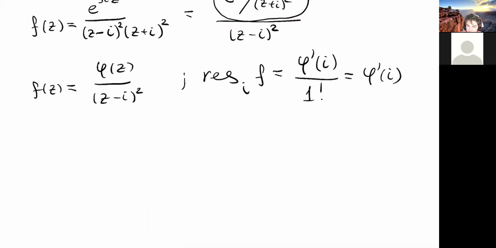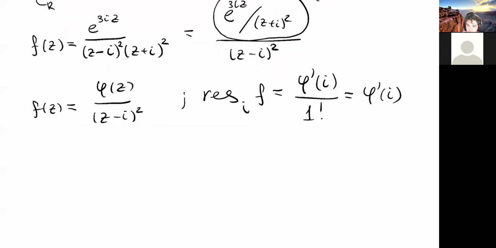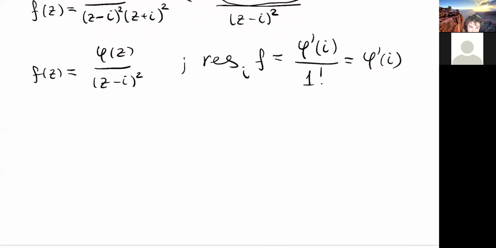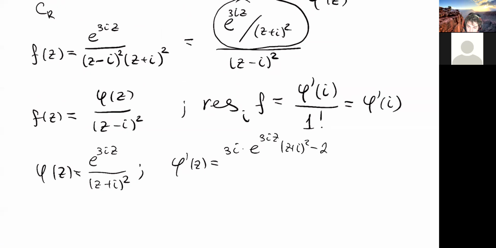And my big yawn is because I'll now need to differentiate phi. I was avoiding this. I was always telling you that if our life depended on taking this derivative, we'd be able to do this. Well, now my life still doesn't depend on it, but I have to do it. So my phi is this. Let's differentiate it. So 3i, I'm going to use the quotient rule, obviously. Like this. And now I need to plug in z equal to i.